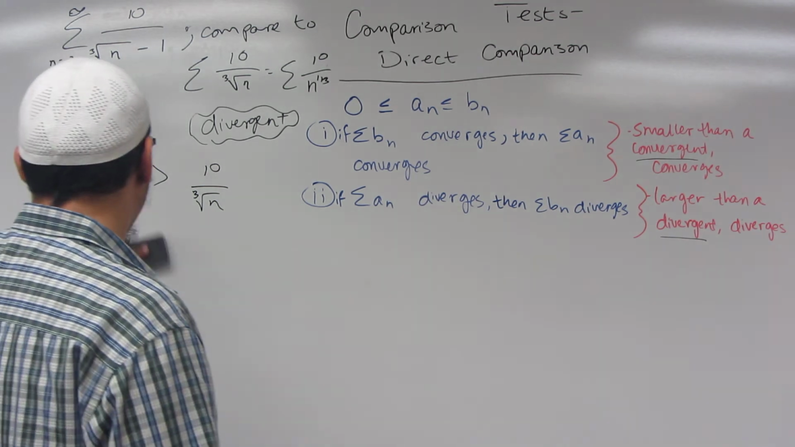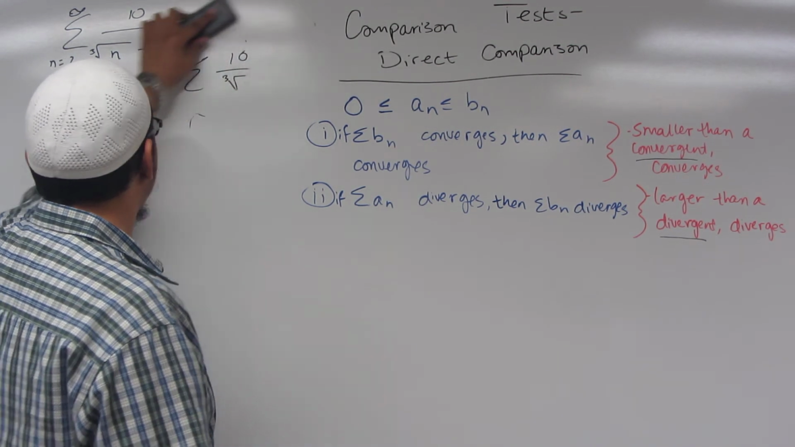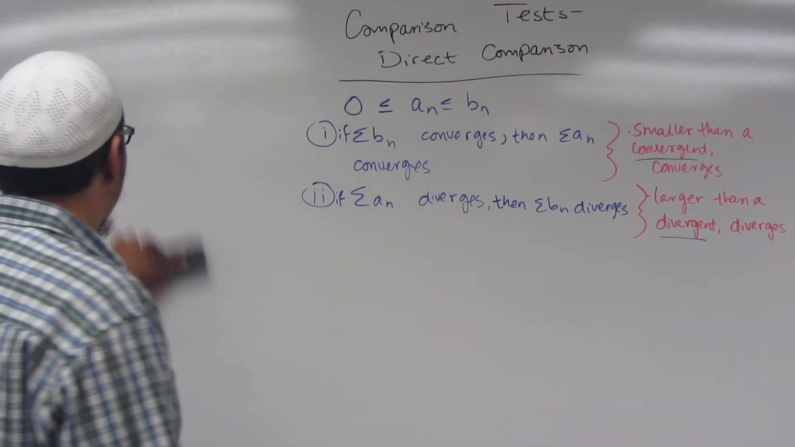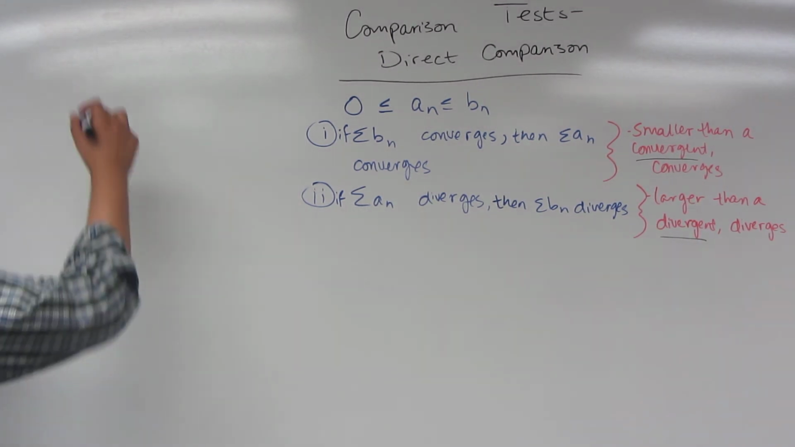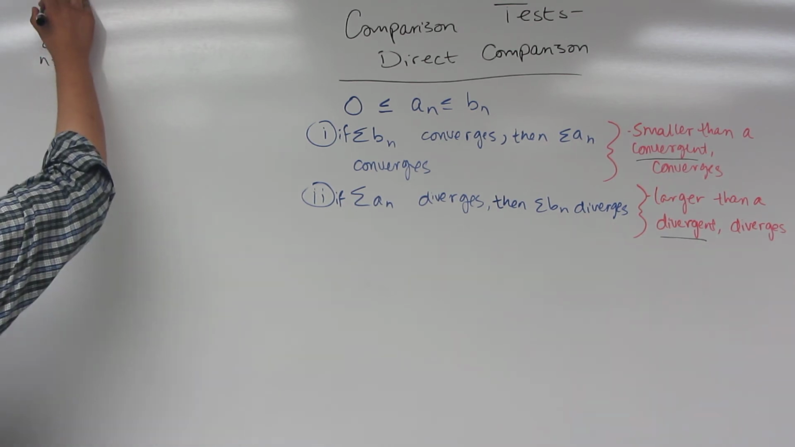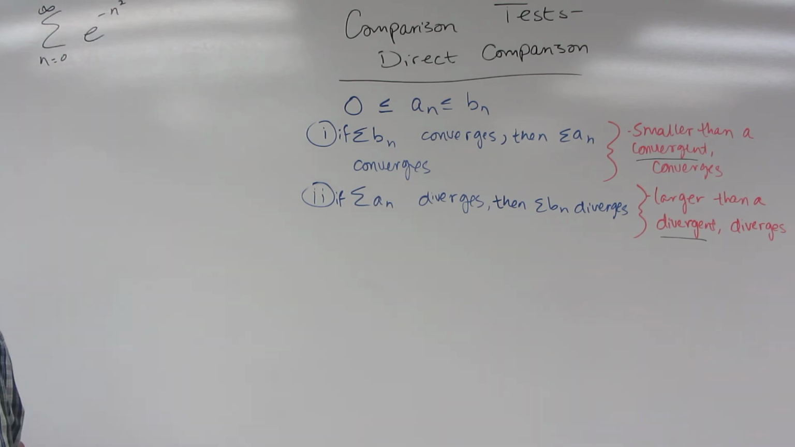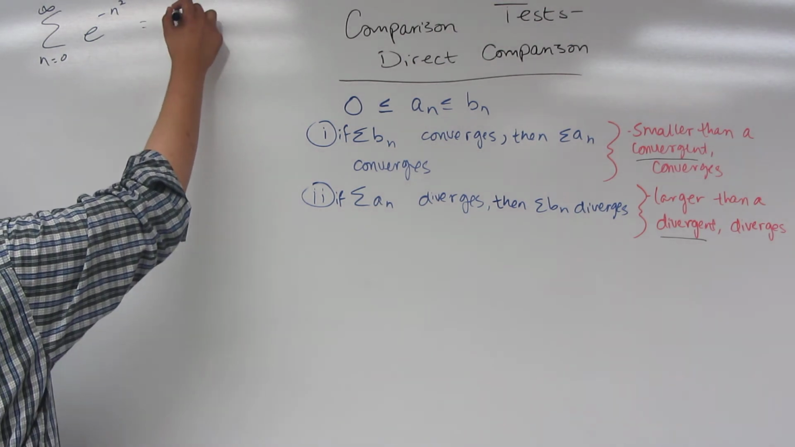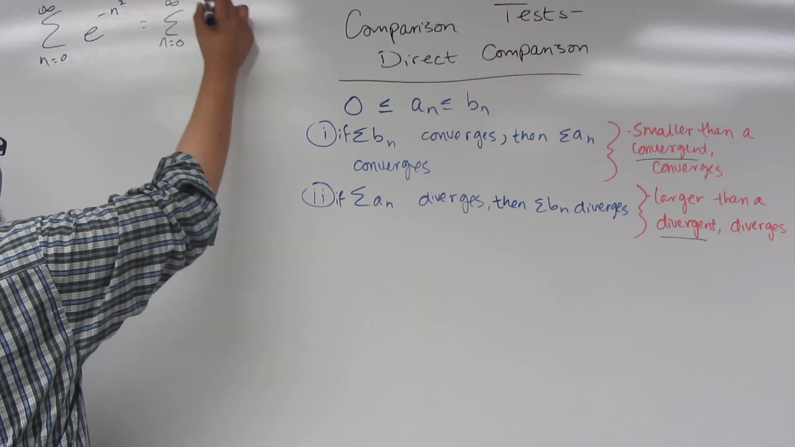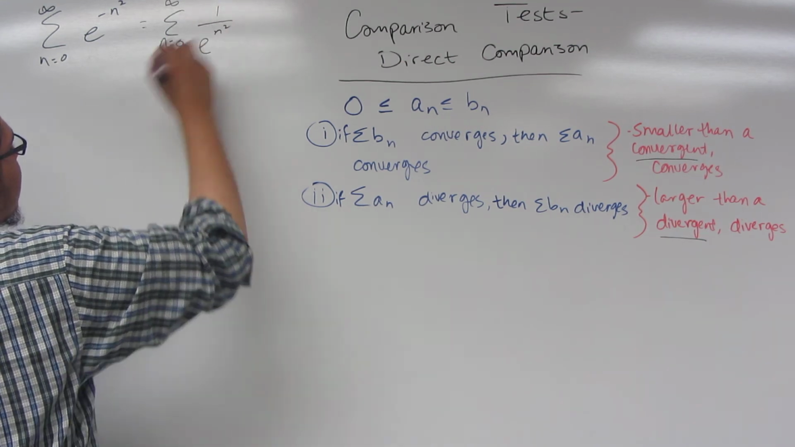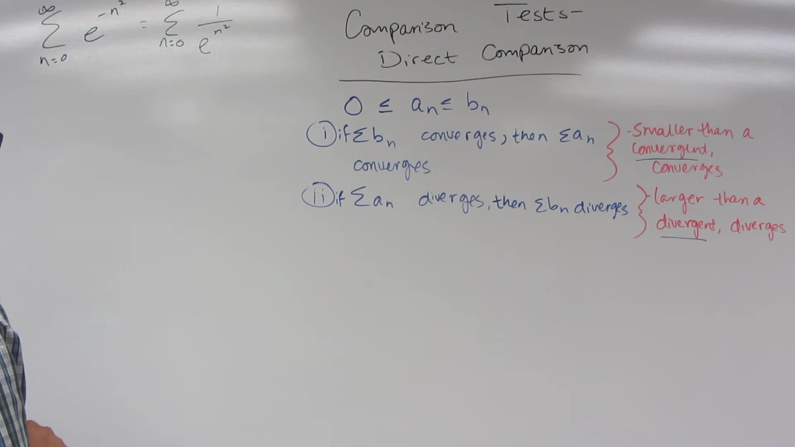Now, our last example is a little bit trickier. If we have sigma n equals 0 to infinity of e to the negative n squared, well, this is an interesting one. It doesn't look like we've ever seen anything like this, but let's try to simplify this. This looks something like sigma n equals 0 to infinity of 1 over e to the n squared. Okay, so now we're getting somewhere.